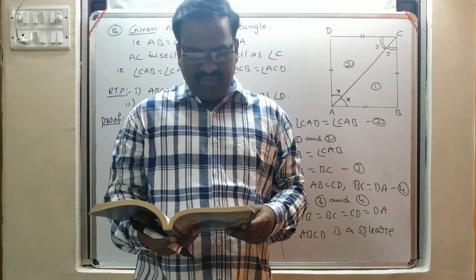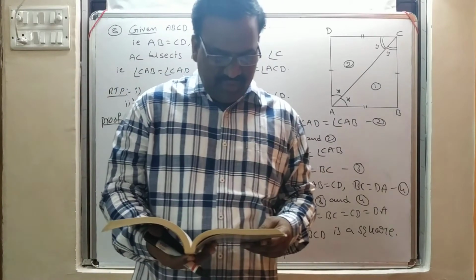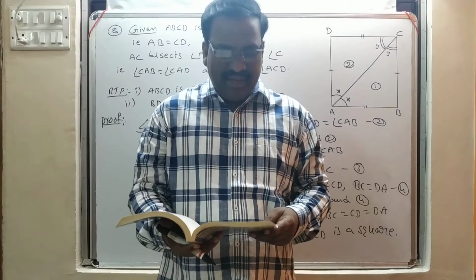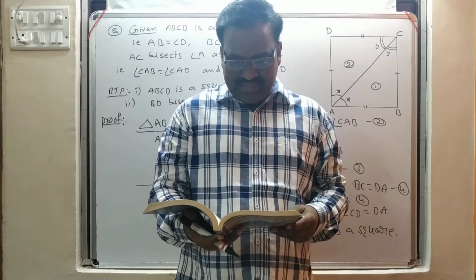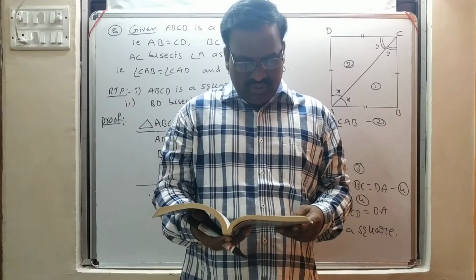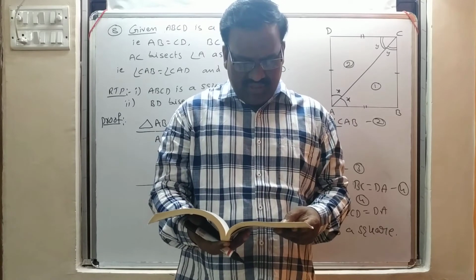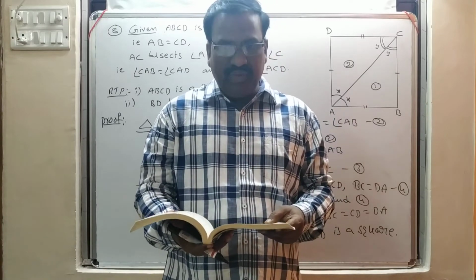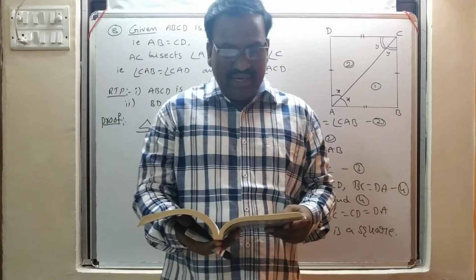Children, exercise 8.1, problem number 8. ABCD is a rectangle in which diagonal AC bisects angle A as well as angle C. Show that one, ABCD is a square. Second condition, diagonal BD bisects angle B as well as angle D.